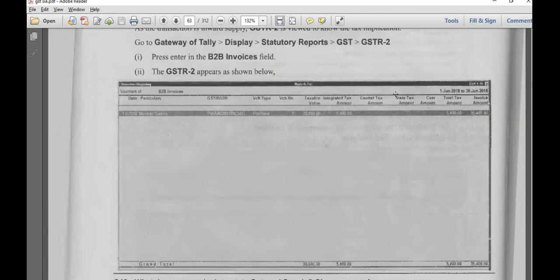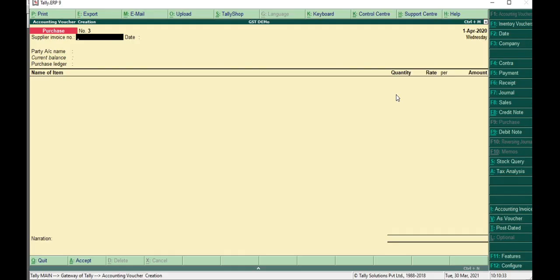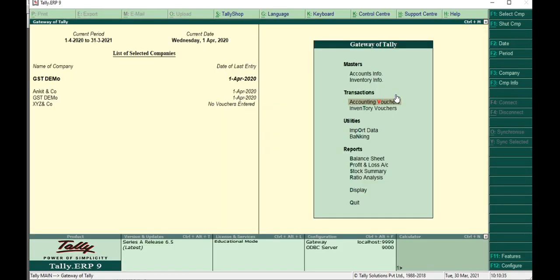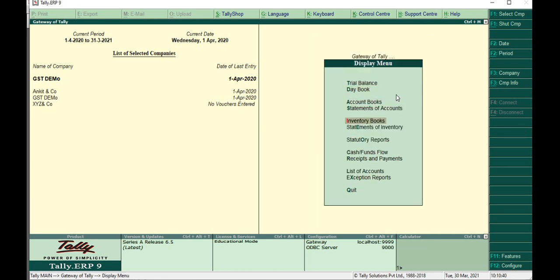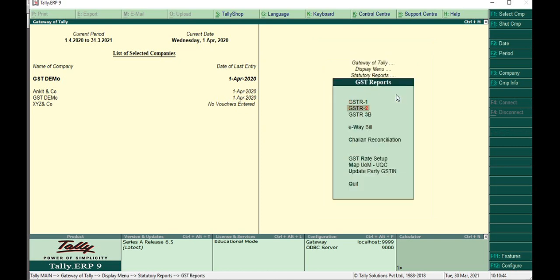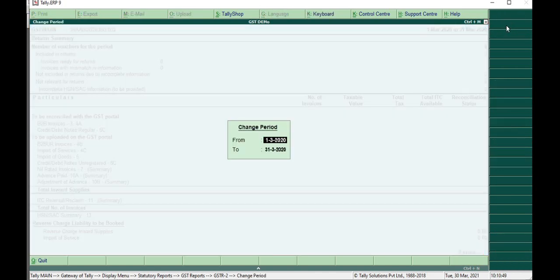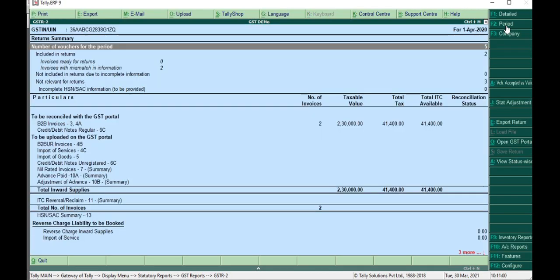Interstate purchases. So where can we see these interstate purchases? In GSTR2. Display, Statutory reports, GST, GSTR2. What is the period? I have to change the period. Okay, 1/4/2020. See here.